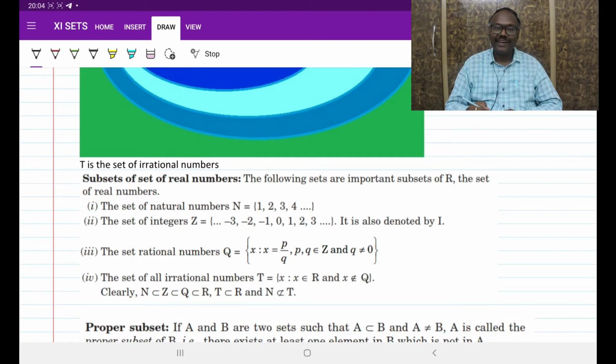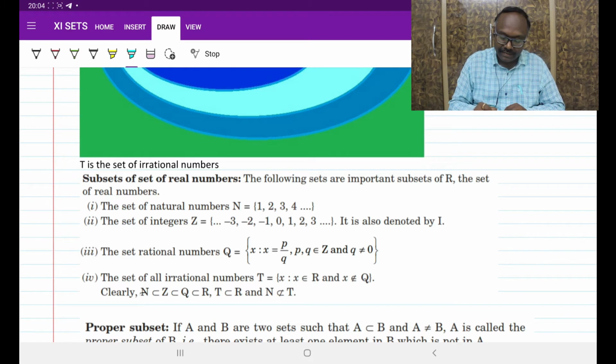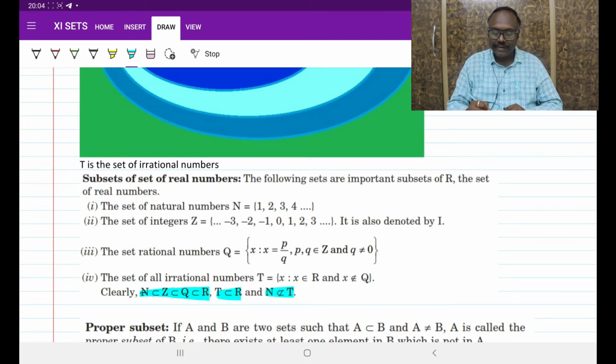So clearly we could observe that N is a subset of Z, Z is a subset of Q, Q is a subset of R, T is a subset of R, and N does not belong to T.